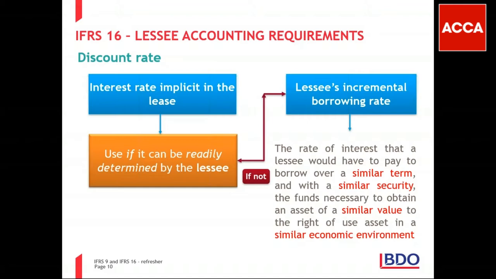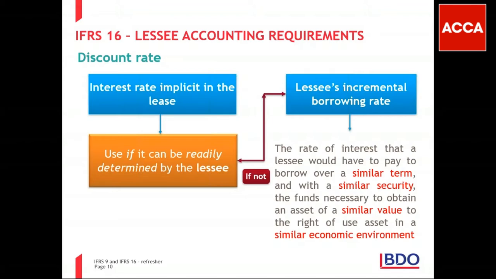So the bottom line is using a risk-free rate or weighted average cost of capital will not suffice since these do not meet the requirements of an incremental borrowing rate. However, you can use a risk-free rate as a base rate, which requires certain adjustments in order to build up to the incremental borrowing rate that is customized for the lease contract.